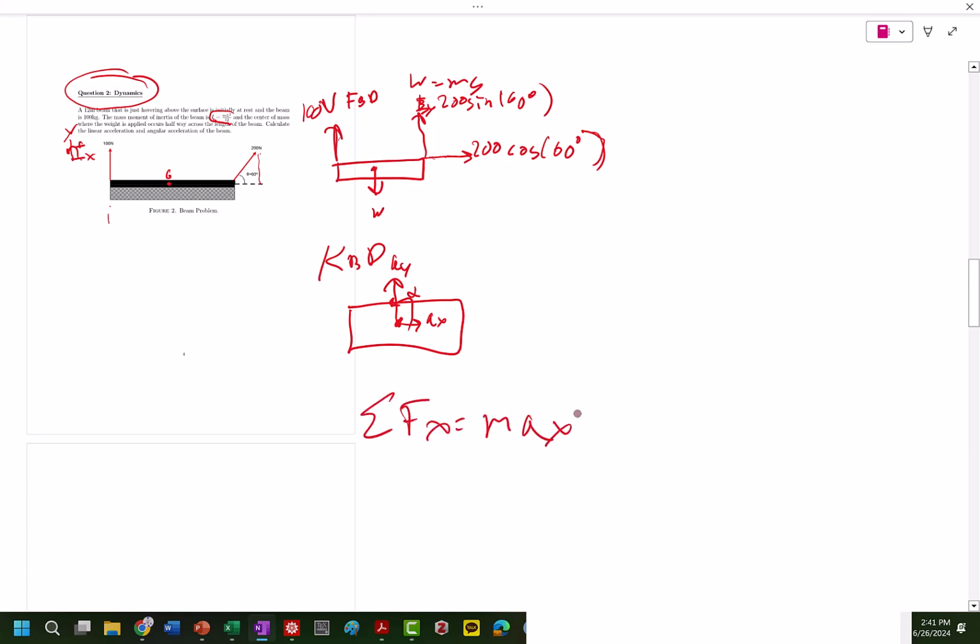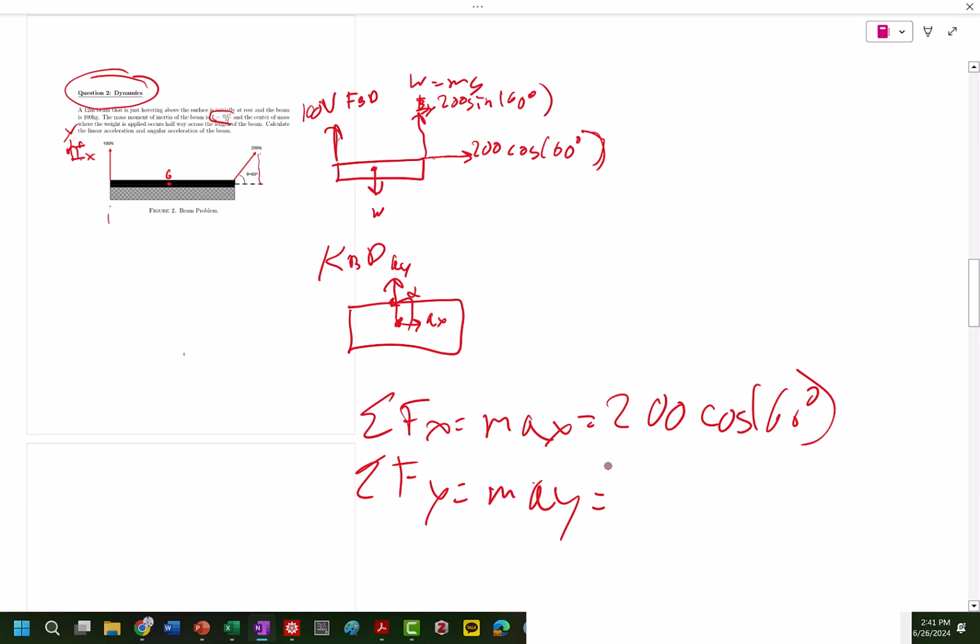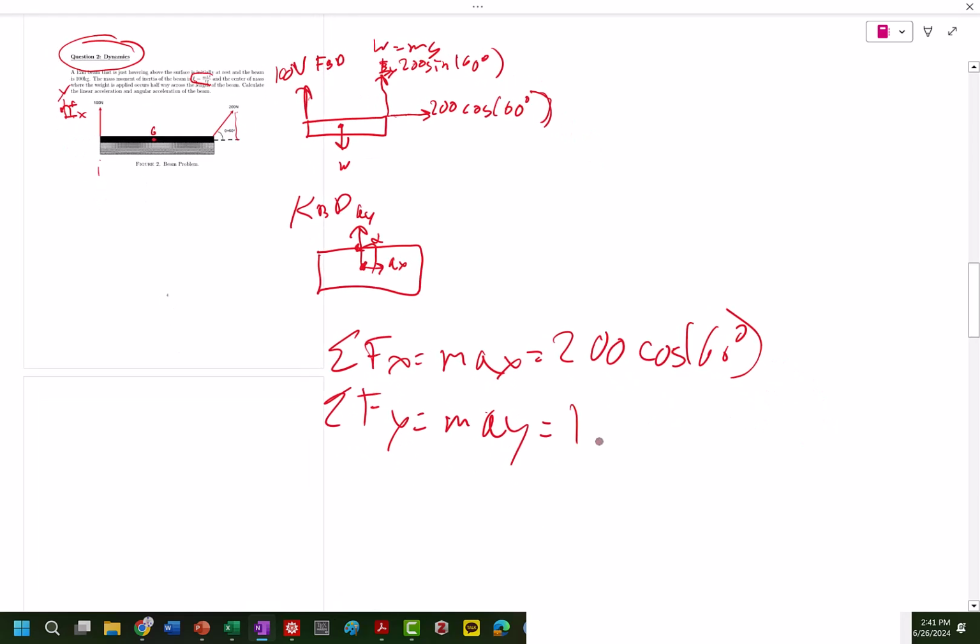So free body diagram, kinetic body diagram: the sum of the forces in the x must be equal to the mass times the acceleration in the x, which in this instance is equal to just 200 times cosine of 60 degrees. The sum of the forces in the y equals mass times acceleration in the y, which is equal to 100 newtons plus 200 newtons times sine of 60 degrees minus w.